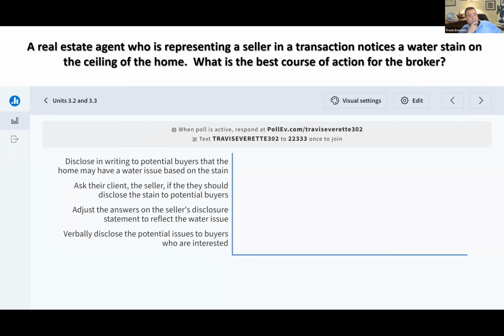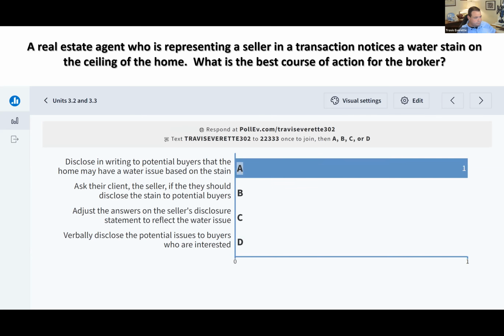It says, a real estate agent who's representing a seller in a transaction notices a water stain on the ceiling. What is the best course of action for the broker? Let me activate it so you can answer it. A, disclose in writing to potential buyers that the home may have a water issue based on the stain. B, ask their client, the seller, if they should disclose the stain to potential buyers. C, adjust the answers on the seller's disclosure statement to reflect the water issue. Or D, verbally disclose the potential issues to buyers who are interested.